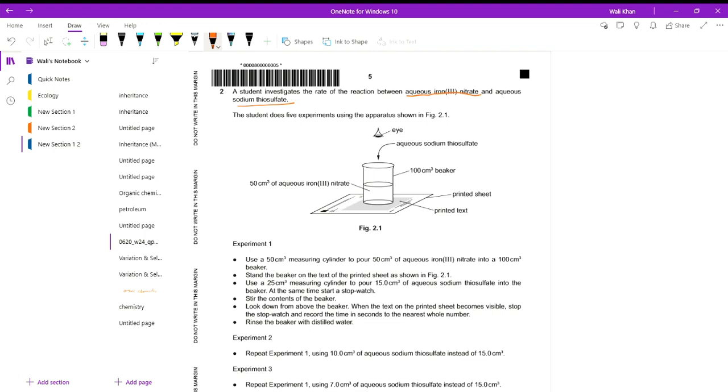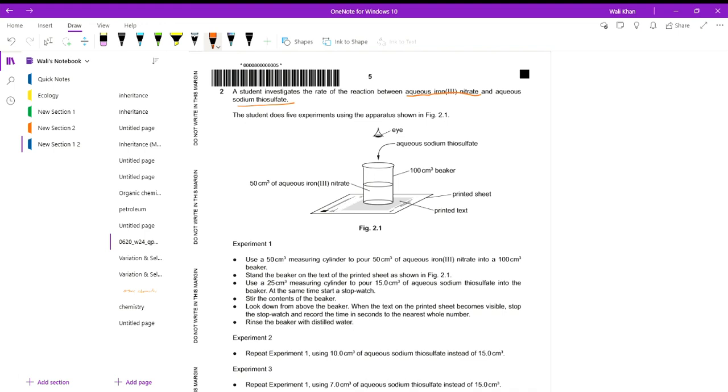State the content of the beaker. Look down from above the beaker until the text on the printed sheet becomes invisible. Stop the stopwatch and record the time in seconds to the nearest whole number. Rinse the beaker with distilled water.